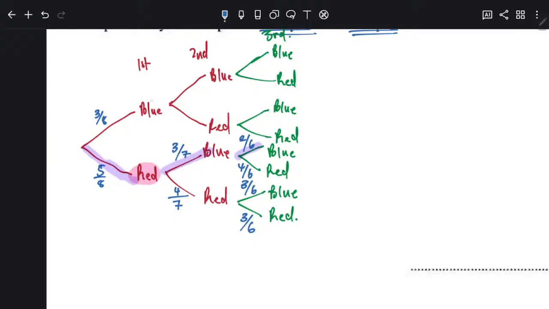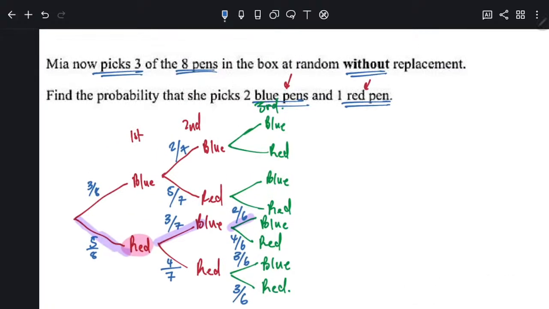Now, if you choose blue, then what will be the next time you need to choose blue? It'll be now 2 out of 7. If you go blue, then what will be red now on this next step? Red was what here? 5. But it's no longer over 8, it's now over 7. This is a bit of a tree diagram. You should be able to do it. It's not an easy one.